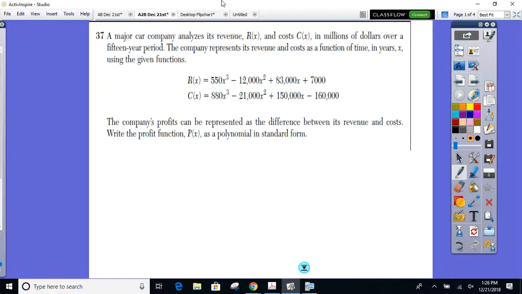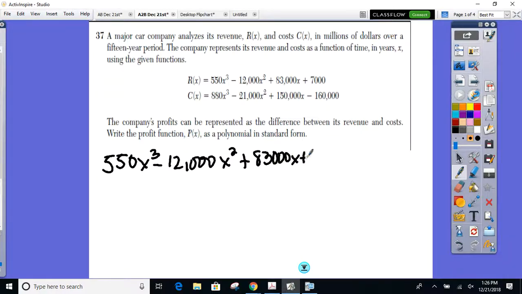A little worry before you start. Anybody know where you could mess up real quickly? You're subtracting the two. Hakan? Not so much the order. So I got 550 x to the third minus 12,000 x squared plus 83,000 x plus 7,000.